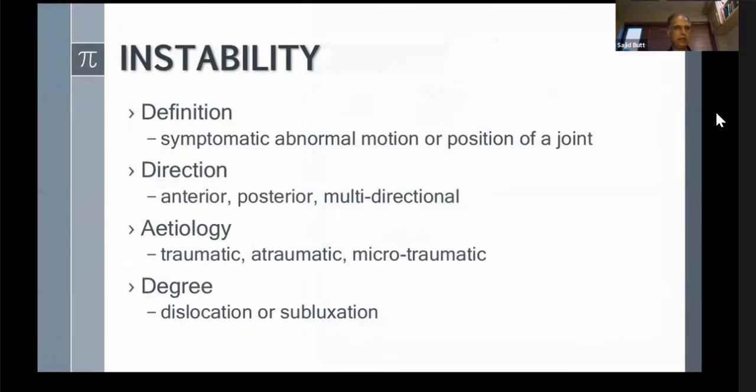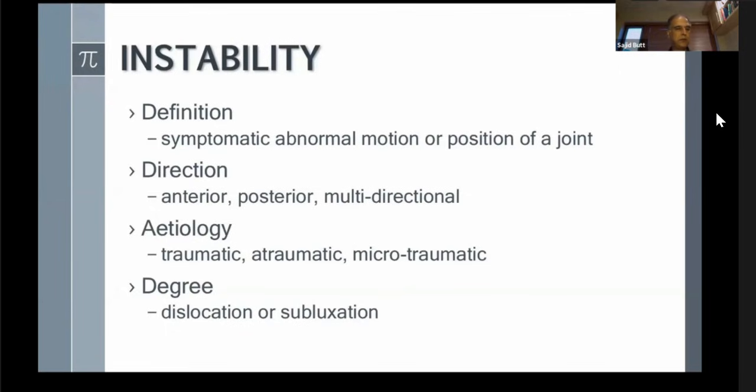And this is where the crux of the problem is: instability. Instability means that there is a symptomatic abnormal motion or position of the joint. It can be anterior, so the humeral head tends to fall anterior to the socket of the glenoid. It can be posterior when the humeral head goes back, or it could be multidirectional, in which the humeral head can go anywhere and fall out of place.